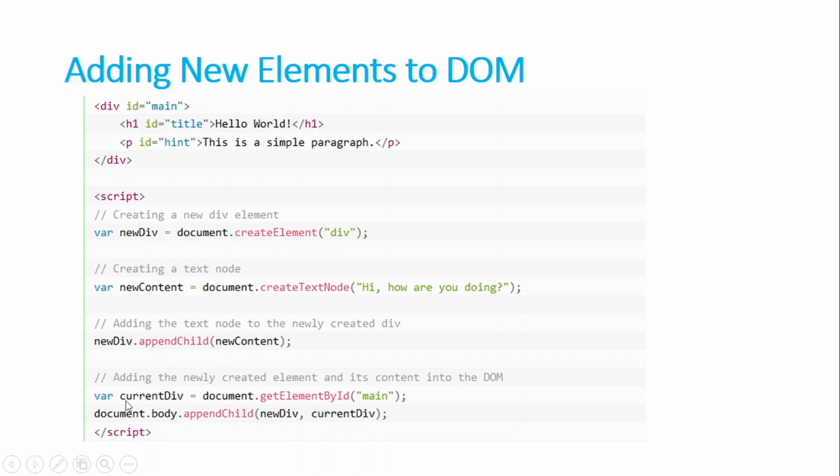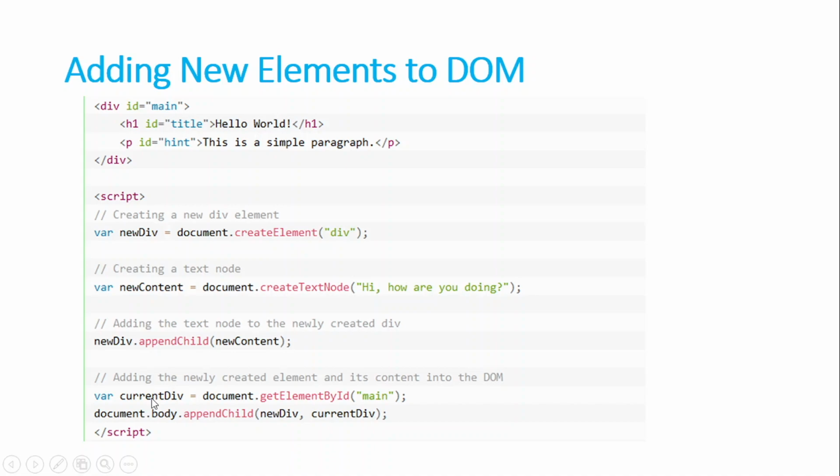Now we have this currentDiv variable which we grabbed from this main div. We grabbed the ID of this main div, and then we stored that element in this currentDiv variable.